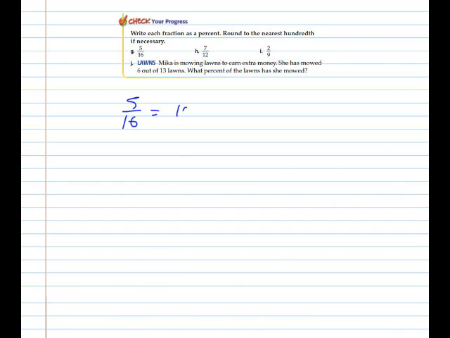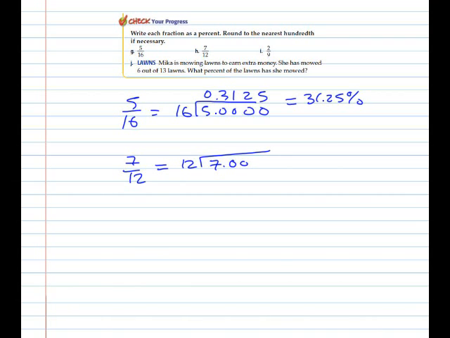5/16. I'm going to take 16 divided into 5, because 16 is obviously not a factor of 100. I'm going to divide out 4 places. What I get is 3, 1, 2, 5, which is 31.25%.